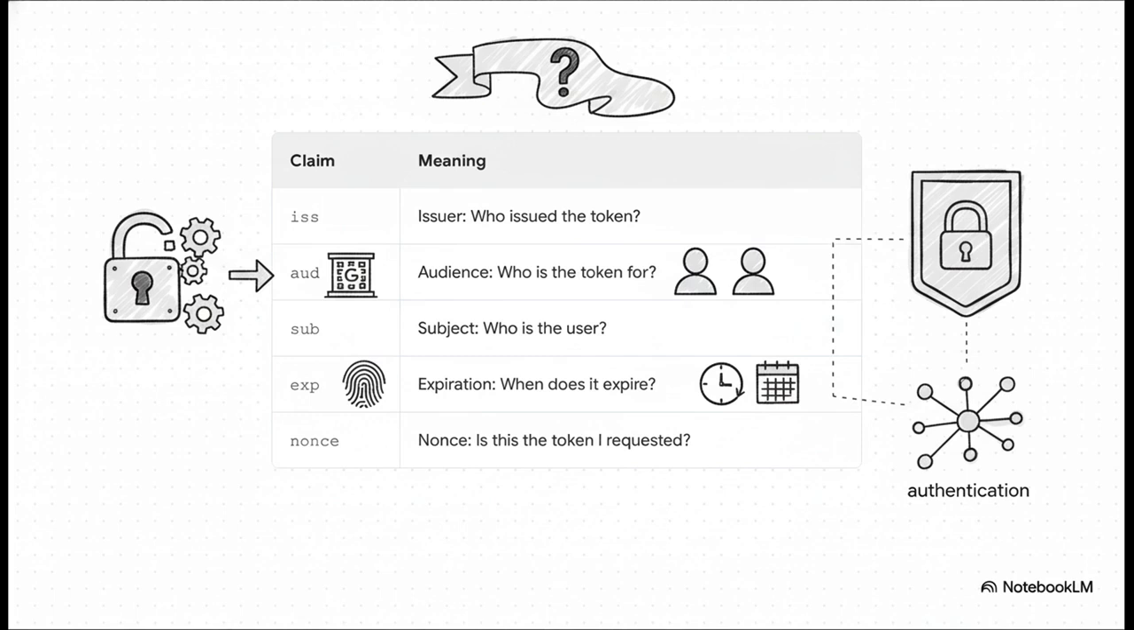The iss is just the issuer, like Google. The aud is the audience. That's the specific app this token was issued for, which cleverly prevents it from being used anywhere else. Sub is the subject. That's your unique ID. And exp is simply the expiration time. It's basically a tamper-proof ID card that contains exactly what an app needs to verify who you are and nothing more.